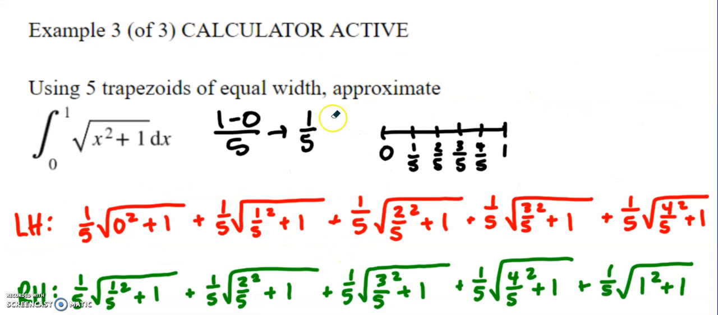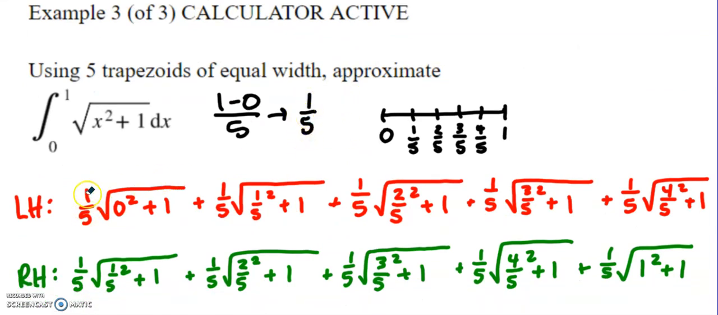Example 3, this one had a width of 1/5. So when we talk about our rectangles, it's always going to be 1/5 times the height, plus 1/5 times the height, plus 1/5 times the height. I drew a little x-axis here just so I could see my partitions as I was going. Again, for calculator work, instead of typing in 1/5 over and over and over, just use 0.2, okay? Just a little bit easier to type in.